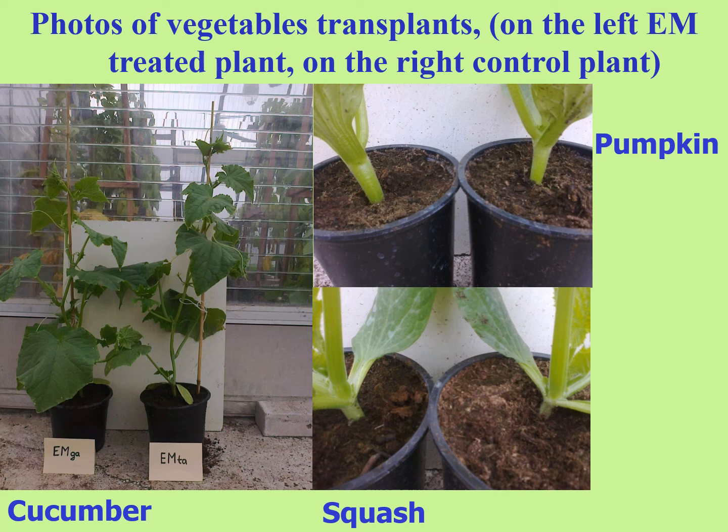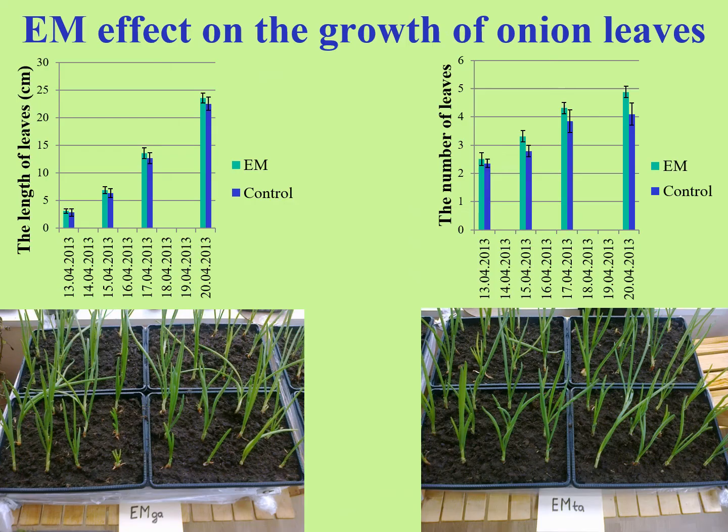Cucumber. You can see here that EM treated plant is shorter. You can also see here that EM treated plant stem diameter is larger here in pumpkin and squash. EM effect on the growth of onion leaves. The length of onion leaves was not statistically different, but the number of onion leaves was higher in EM treatment compared to the control at the end of the experiment.